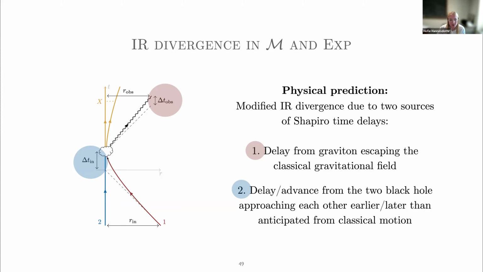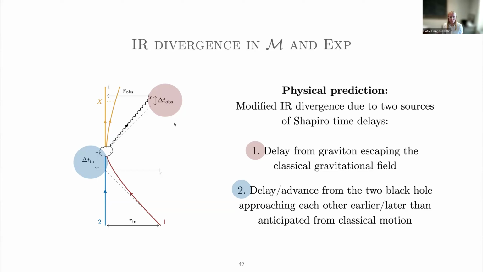This is basically just because if we have a gravitational potential, then the graviton gets redshifted and delayed because it has to escape that potential. So that's this delta T obs in this figure, which is supposed to represent that. But for the waveform, we have an additional term that's a time delay or a time advance from the two black holes approaching each other earlier or later than anticipated from classical motion.